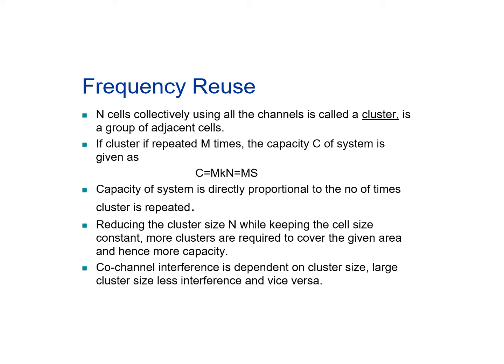Now how can you increase the capacity of the system? If more and more clusters are repeated. So if we keep the cluster size small, say instead of 7, if we choose a cluster size of 3, we are going to reuse the frequency bands more and more, so the capacity of the system will be increased. But the important problem here is that if we repeat it too soon, there is an increased chance of interference or noise. So frequency reuse should be properly designed. While keeping the capacity at a maximum, the interference factor should also be considered.